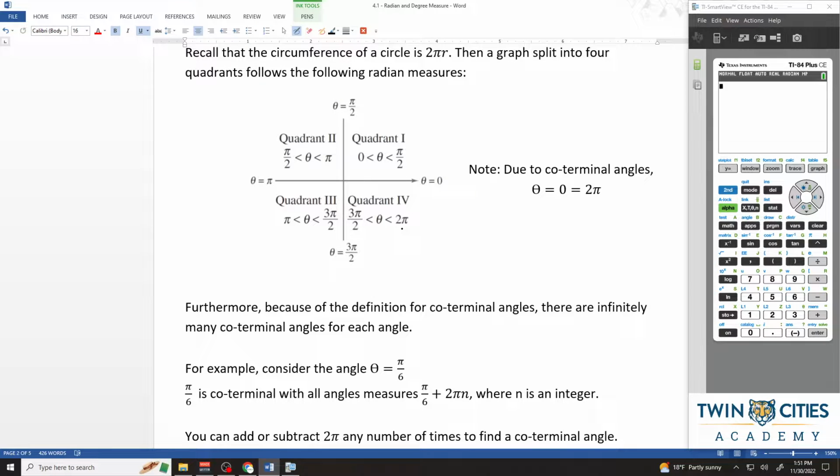Now note here, because of coterminal angles and the fact that we're making a circle and we can go around this circle a whole bunch of times, there are infinitely many coterminal angles for each of these angles, whether we measure them in radians or degrees. Essentially, any angle, if you add or subtract 2 pi, meaning add or subtract a full rotation around a circle, you will get back to the same exact position.